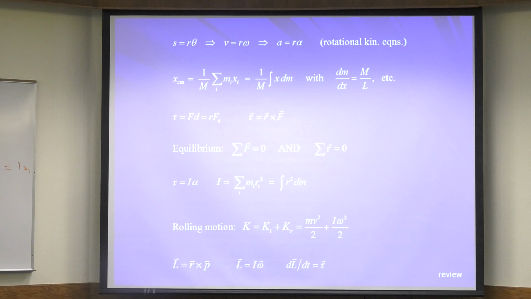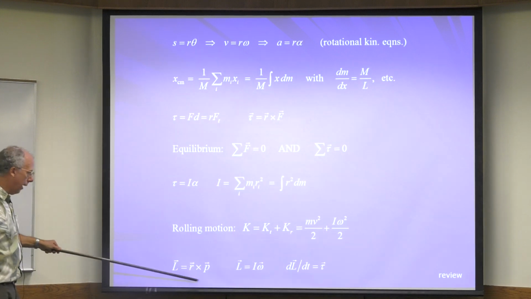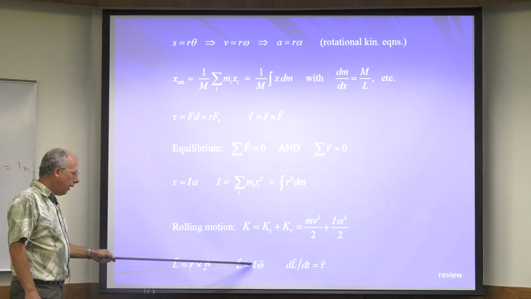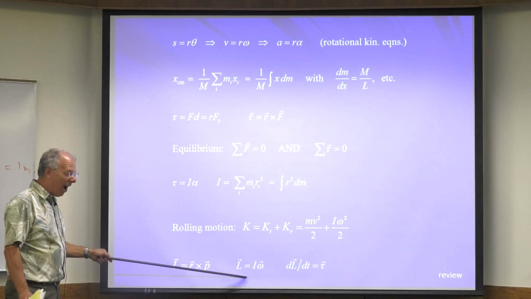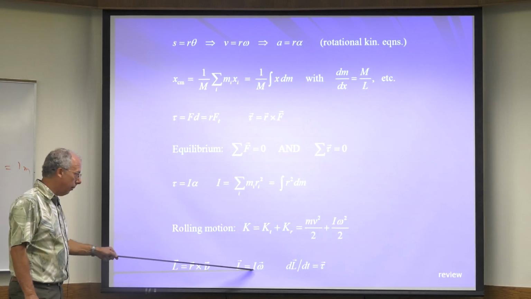Okay, now the complicated thing was L. L equals r cross p. So another example of this cross product, you have to know how to do that. This is only if you have a symmetrical object rotating about its center of mass, which we have a lot, so we use this a lot, L equals I omega.